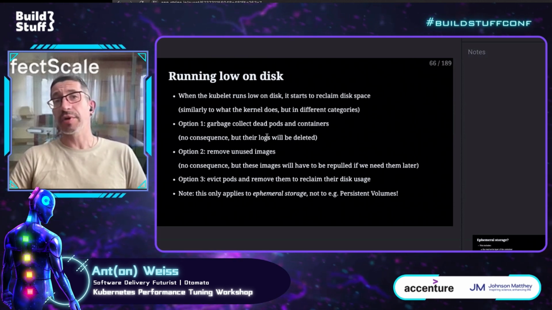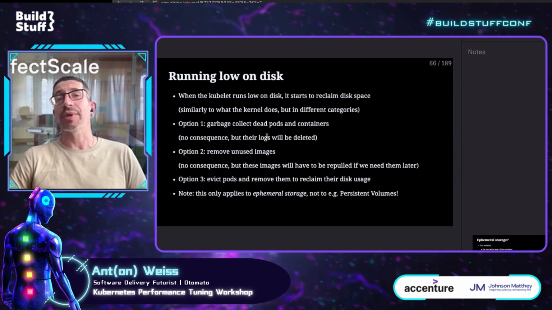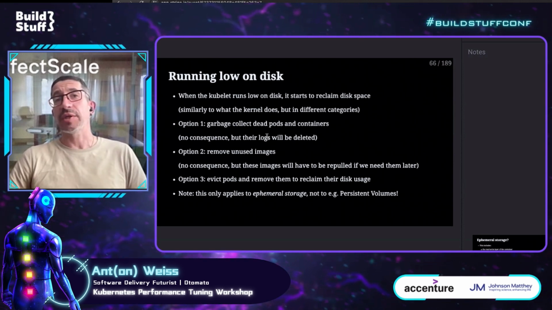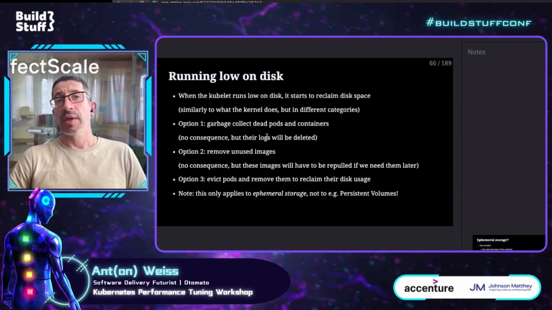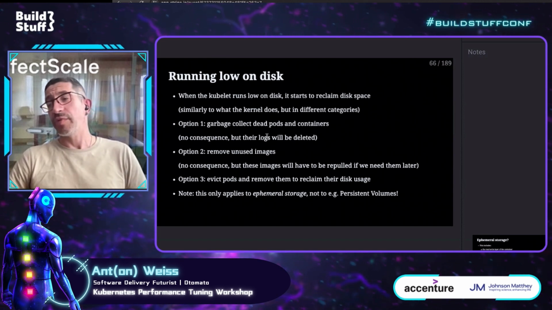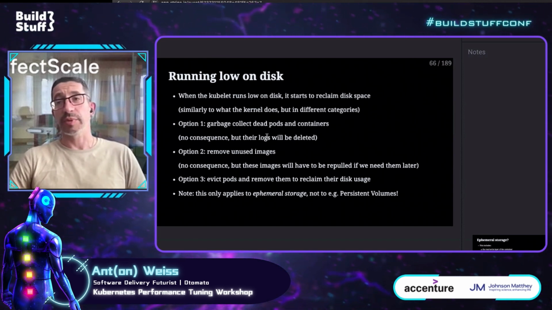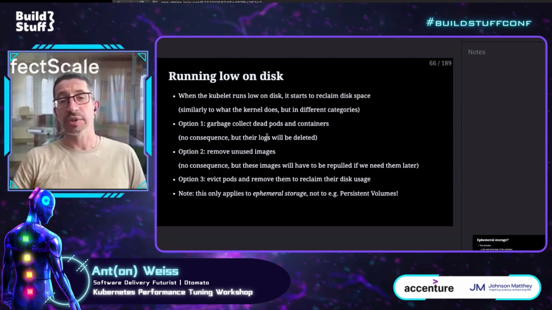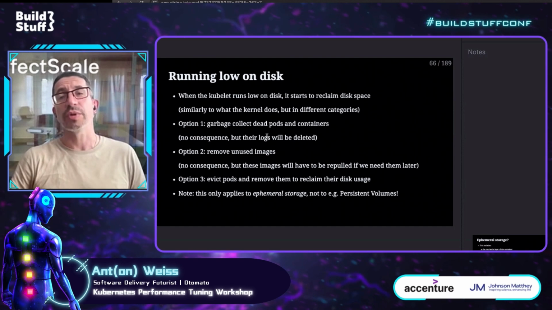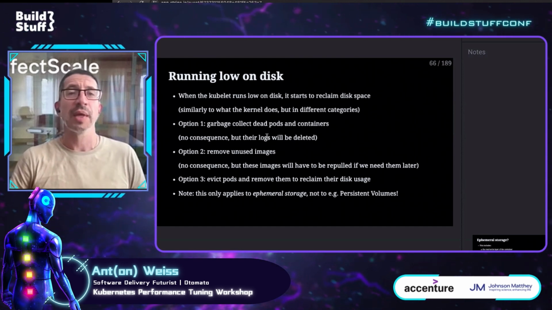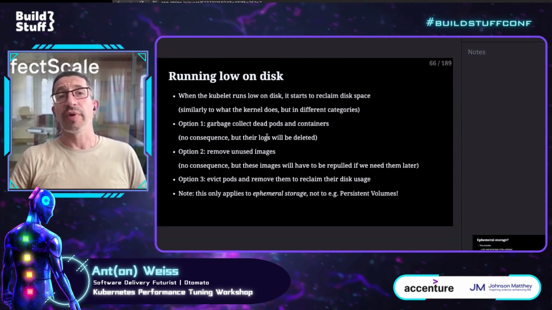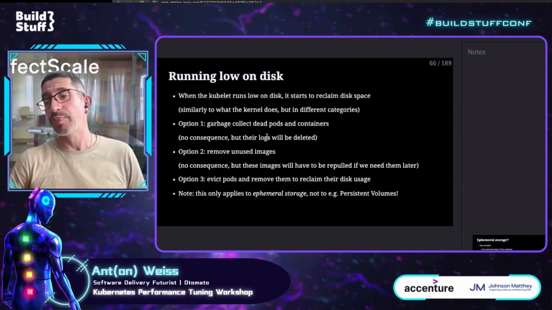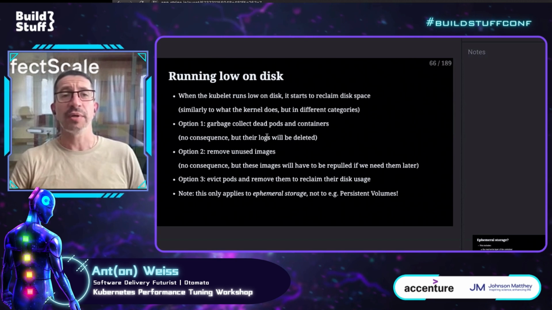It's quite similar to what the kernel does, but it has its own categories. So option 1, it can garbage collect dead pods and containers. No consequence for the running processes, but the logs will be deleted, and that's why we don't usually rely on having the logs stored on the nodes, and we usually want to store them somewhere else. Option 2 would be to remove unused images. Again, no consequences, but we'll need to repull these images if we need them later again.